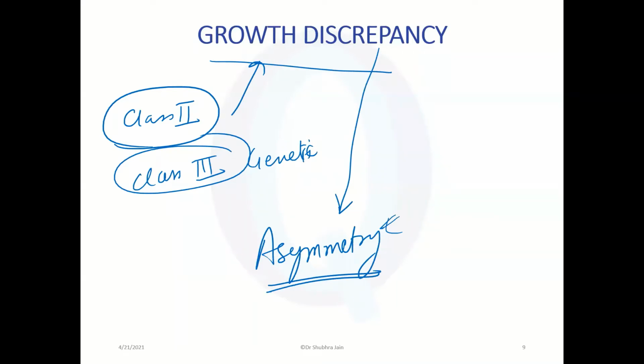Basically, very new studies have shown that class 2 is mostly because of maxillary constriction. Maxillary constriction does not let the mandible grow properly, so class 2 is majorly because of growth discrepancy. Yes, there are certain cases in which there are genetic causes: class 2 division 2 is more genetic actually. It is not class 2 division 1, it is class 2 division 2, which is more related to genes.